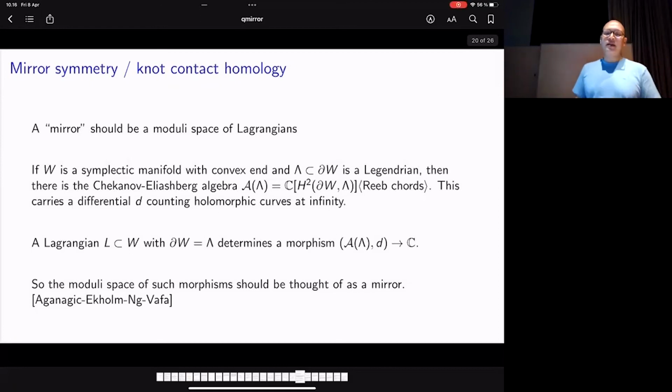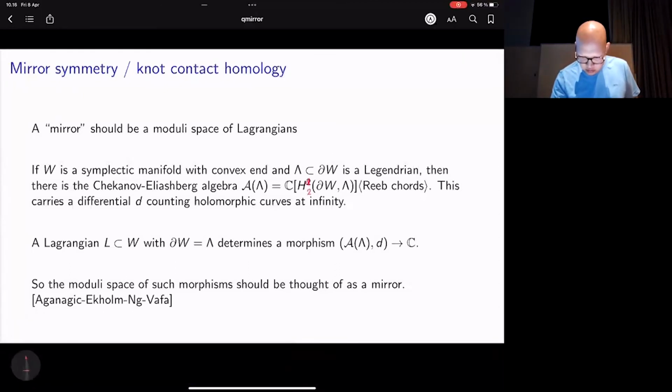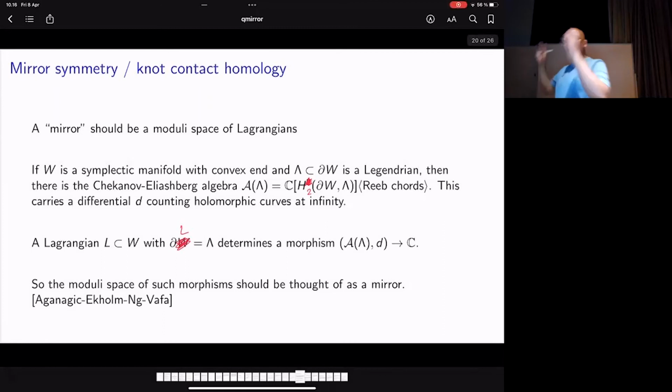And for us, the relevance of this algebra is that if you have a Lagrangian ending on your Legendrian, what you get is a morphism from this algebra to the complex numbers. The way you define that morphism is to each Reeb chord you assign the count of curves which end on that Reeb chord. Okay, so the space of such morphisms.